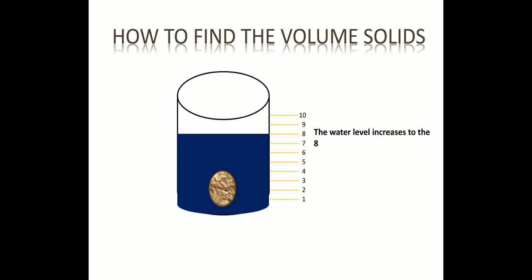Now how to find the volume? We have to subtract the smaller value from the larger value. Now we get 2. So 2 is the volume of the stone.